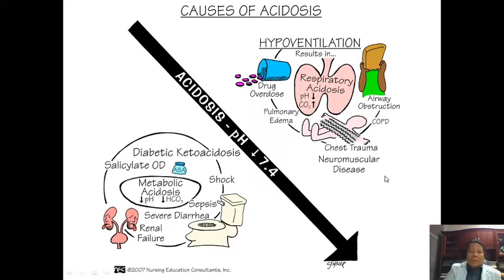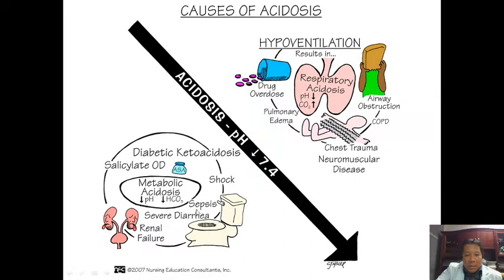So what are the possible causes of acidosis? Respiratory acidosis is almost always caused by hypoventilation related to maybe drug overdose, anesthesia overdose, pulmonary edema, such as in the case of congestive heart failure, chest trauma, or any type of neuromuscular disease such as Guillain-Barré syndrome or myasthenia gravis, and any type of airway obstruction, COPD, pulmonary embolism, asthma. Those are potential causes of respiratory acidosis.